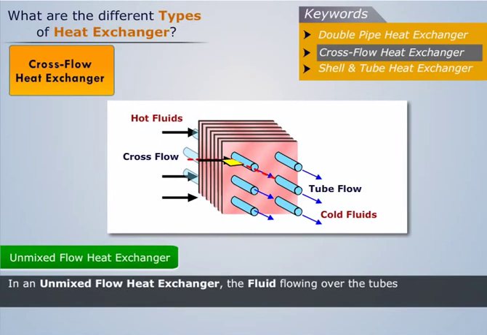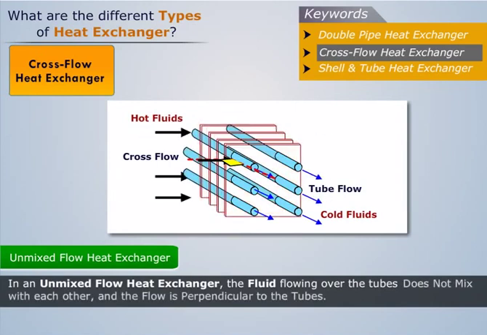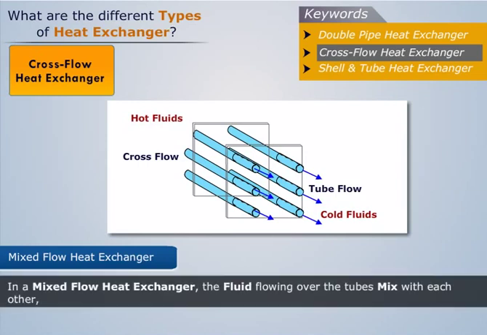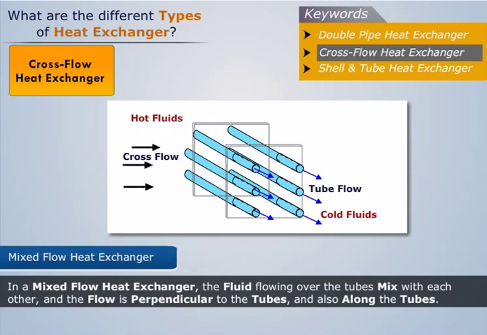In an unmixed flow heat exchanger, the fluid flowing over the tubes does not mix with each other and the flow is perpendicular to the tubes. And now let's discuss mixed flow heat exchanger. In a mixed flow heat exchanger, the fluid flowing over the tubes mixes with each other, and the flow is perpendicular to the tubes and also along the tubes.